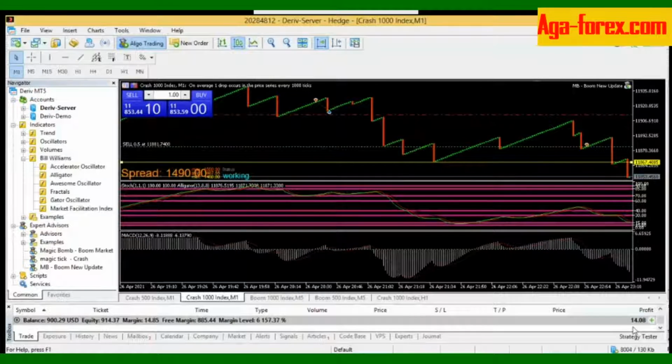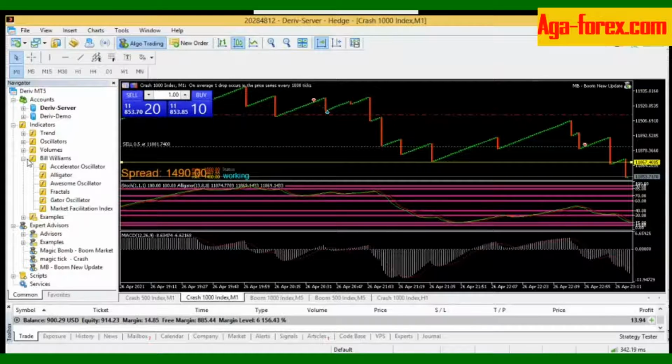$14. If you have an account of $1,000 and you average a target of 5% of that account every day, 5% of $1,000 should be $25. Am I right or wrong? Yeah, it should be $25. So you can be receiving your $25 with this account every day.